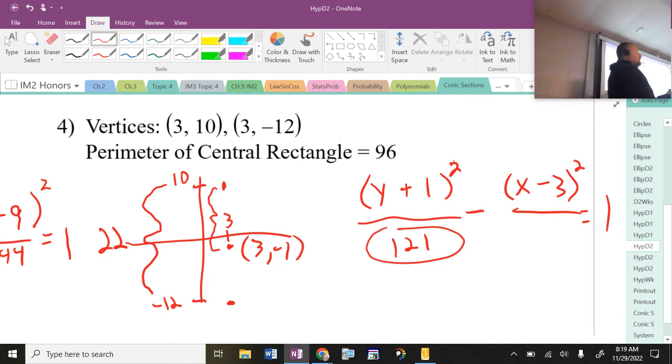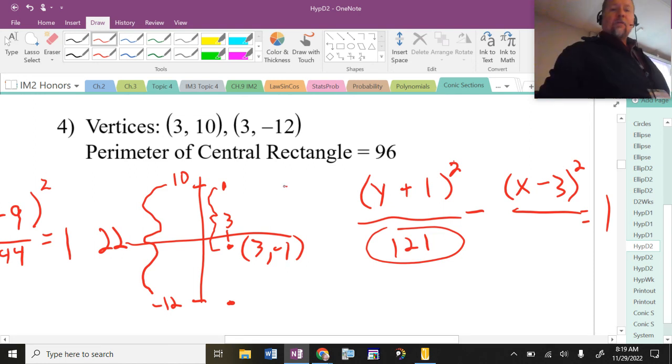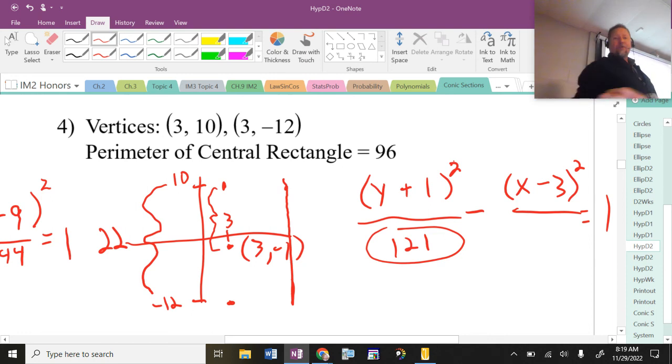When you graph, you got to make a what? Rectangle. So what's perimeter mean? All the sides what? Added together. So what's this side? Like, what's this side going to be from here to here? What's that side going to be for the rectangle? 22. Okay, and I don't know if that's too far or not.